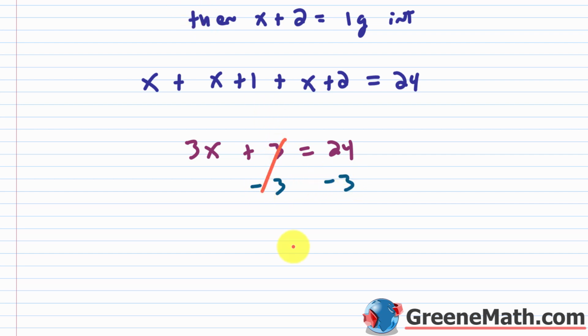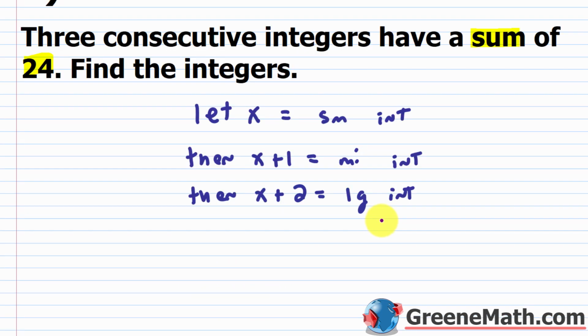And I'm going to cancel this. And so what we'll have here is 3x is equal to 24 minus 3, which is 21. Let's divide both sides of the equation by 3. And we're going to cancel this and say x is equal to 21 divided by 3, which is 7. Okay, so coming back up here, we know that the smallest is 7. Again, we're just adding 1 to get to the middle. So that's 8. And we're adding 1 more to get to the largest. So that's 9. So the 3 consecutive integers are going to be 7, 8, and 9.